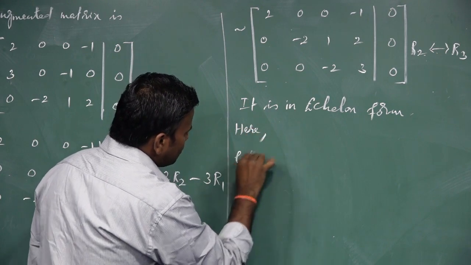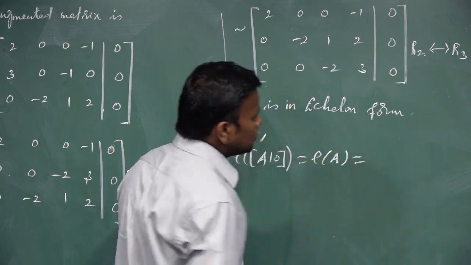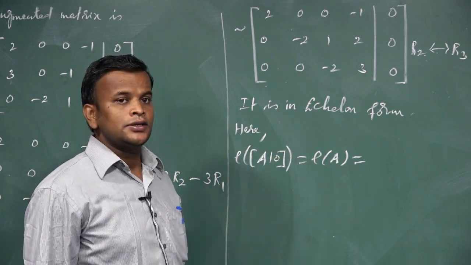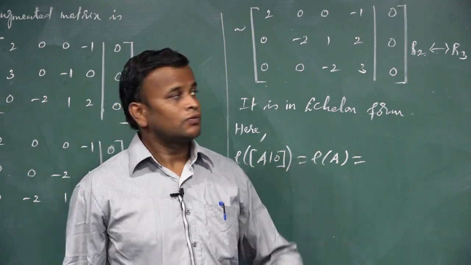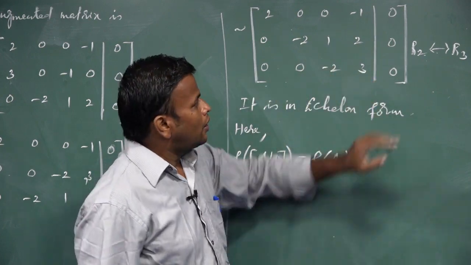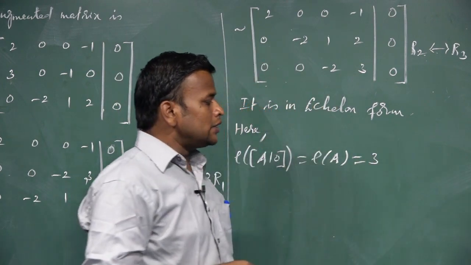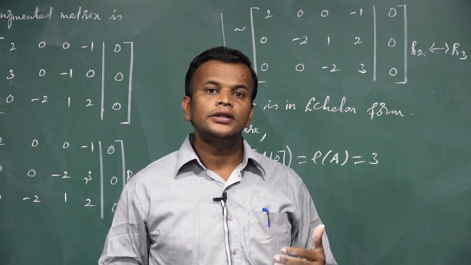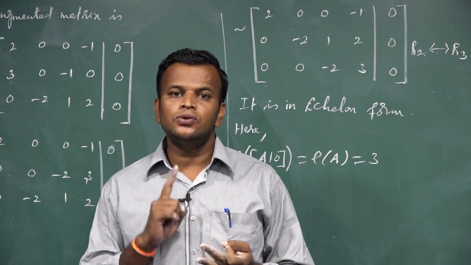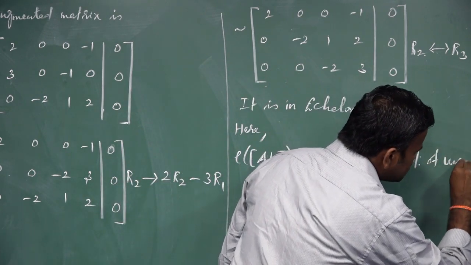Here, rank of A and rank of the augmented matrix: what is the rank of the augmented matrix and the matrix A? Now I say the rank is 3. You see 1 non-zero row, 2 non-zero row and 3 non-zero row. And if we leave the last column, the rank is also 3. The number 3 is compared with the number of unknowns. Here what are the number of unknowns? From x1 to x4, how many unknowns? 4. x1, x2, x3, x4. So 3 is less than the given number of unknowns.